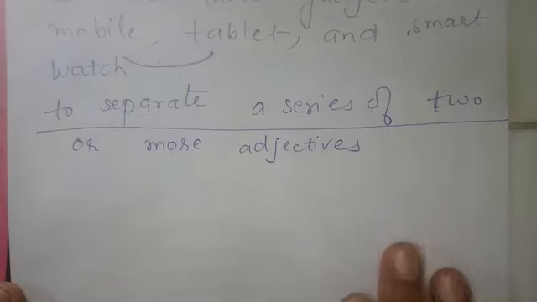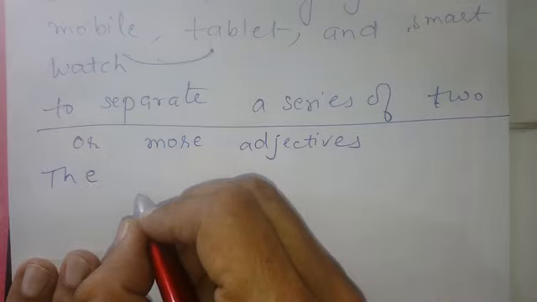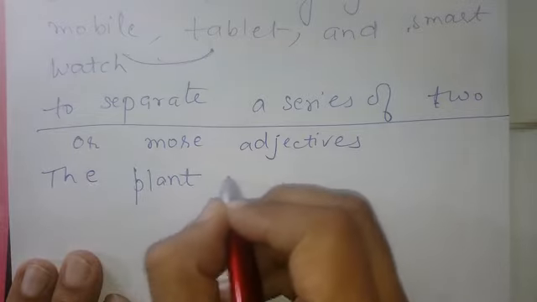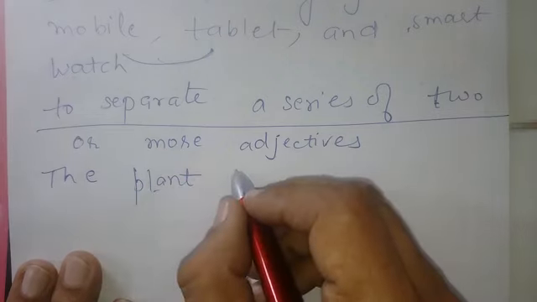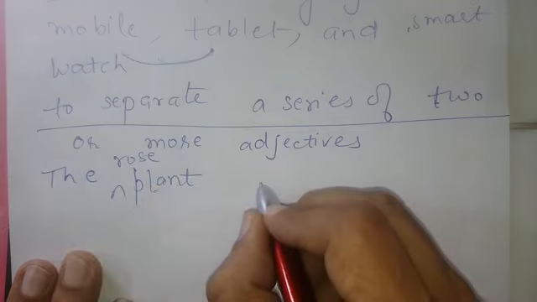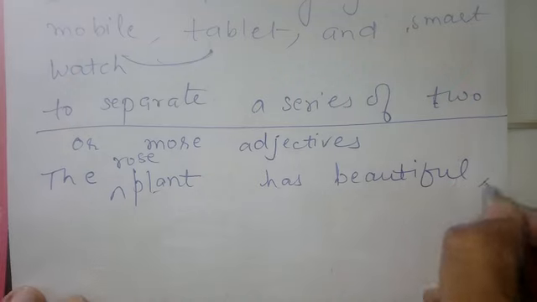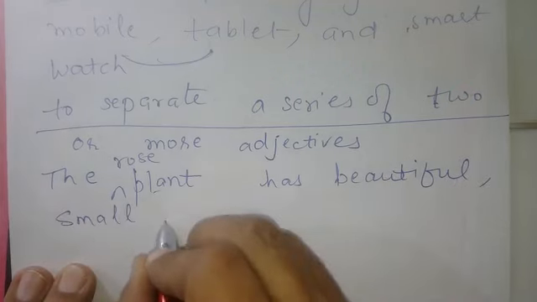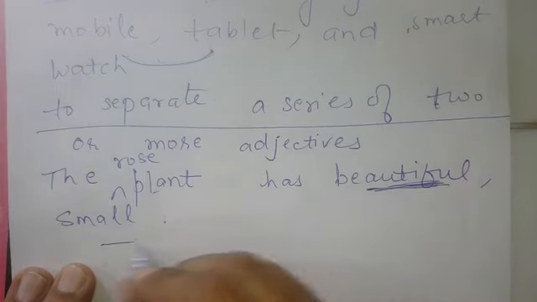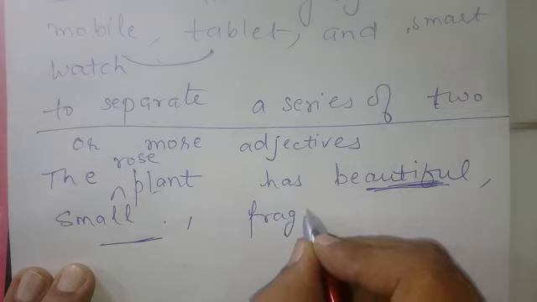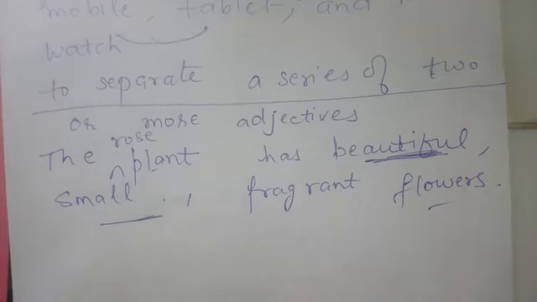Here, let's go with an example. The plant has, like, we can change it to anything. Rose plant, we can say any, has beautiful, small, fragrant flowers. So adjectives, right? So this is the point.